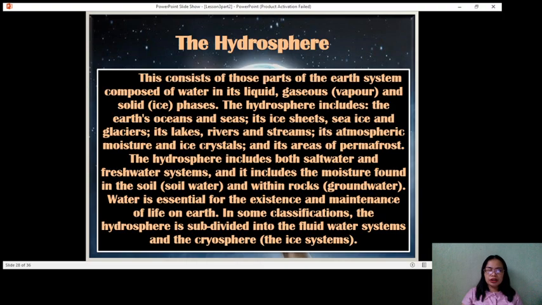Hydrosphere consists of the part of the Earth composed of water, in its liquid, gaseous, and solid phase. The hydrosphere includes the rivers, ocean, and seas. The hydrosphere includes both saltwater and freshwater systems, and it includes the moisture found in the soil, water within rocks, and groundwater. Water is essential for the existence and maintenance of life on Earth. In some classifications, the hydrosphere is subdivided into the fluid water system and the cryosphere, the ice system.